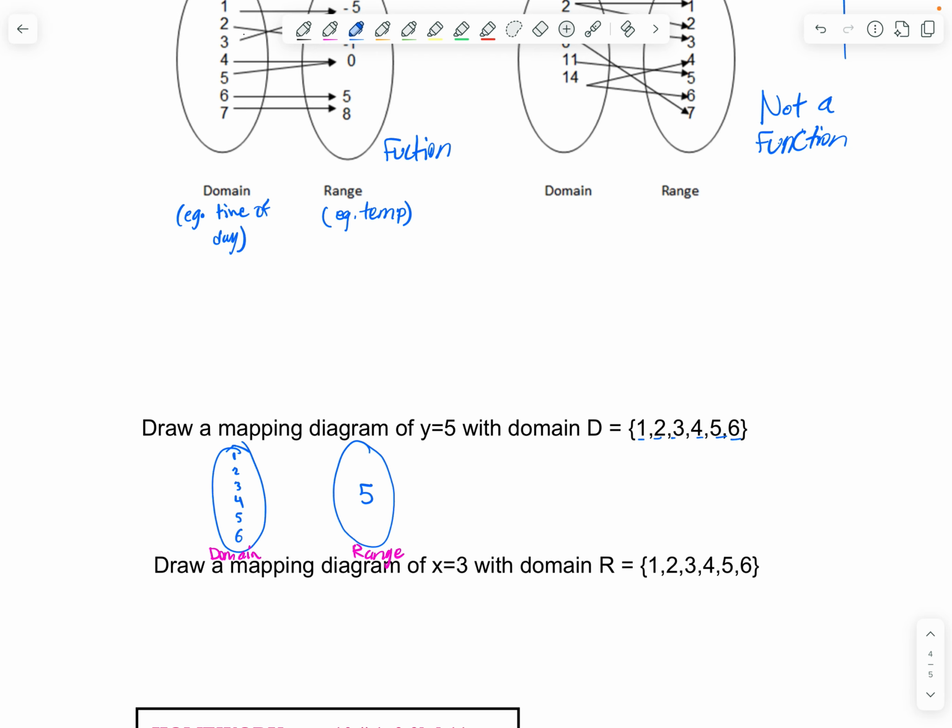And then I'm going to draw arrows to connect, right? The input of 1 maps to an output of 5. The input of 2 maps to an output of 5. 3 maps to 5. 4 maps to 5, and so on and so forth. You could see there are multiple ways of getting 5, but it's okay. It makes sense. This would be like a horizontal line. So this is a function, right?